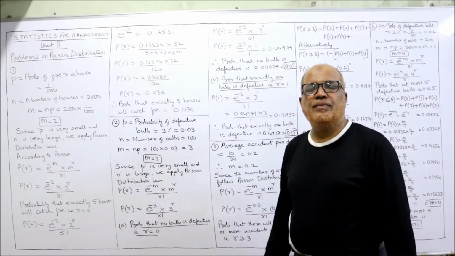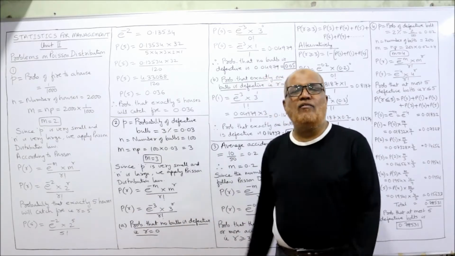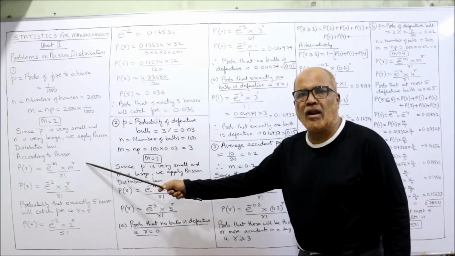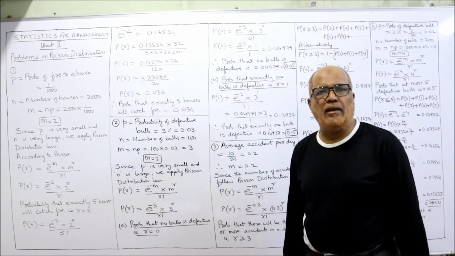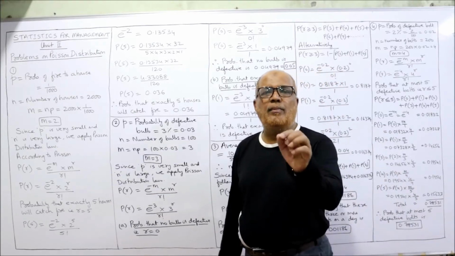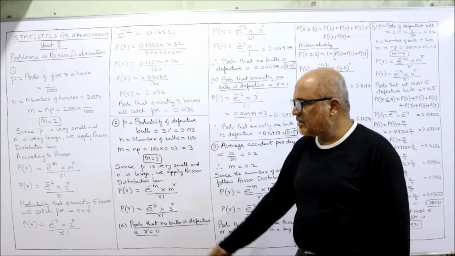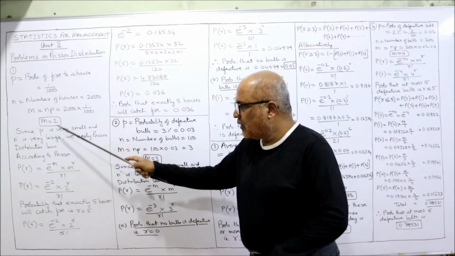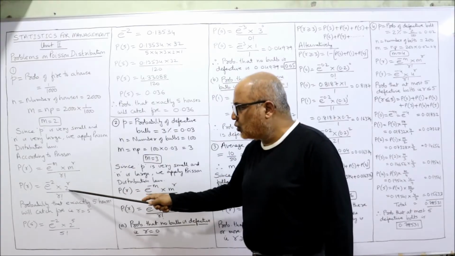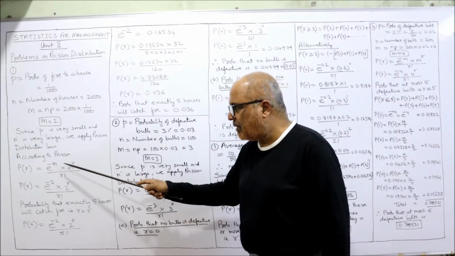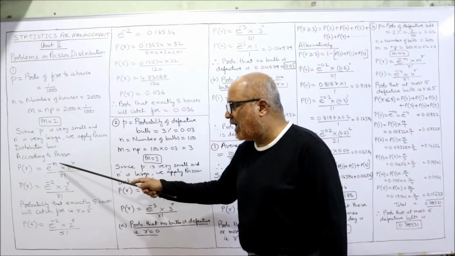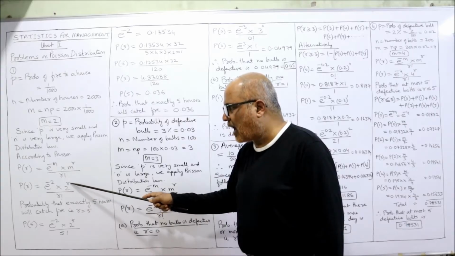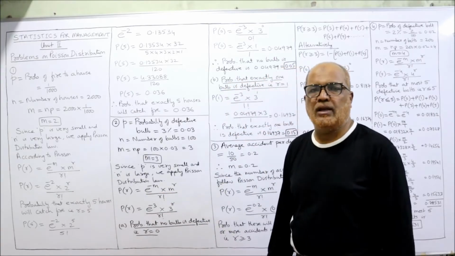According to Poisson, the probability function is P of r is equal to e to the power of minus m into m to the power of r divided by r factorial. This is the formula for the probability of r successes. Now P of r is equal to e to the power of minus m. How much is the m value? 2. So e to the power of minus 2 into 2 to the power of r divided by r factorial, because in place of m, I am writing 2.